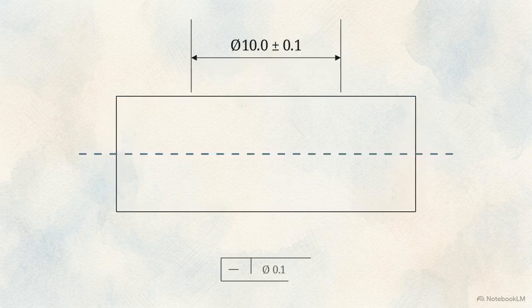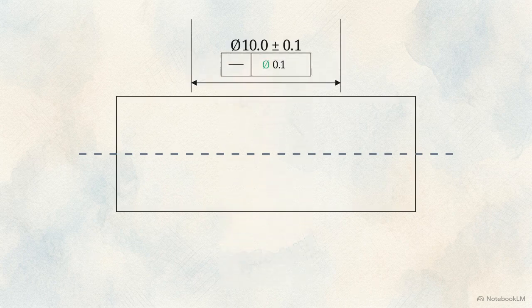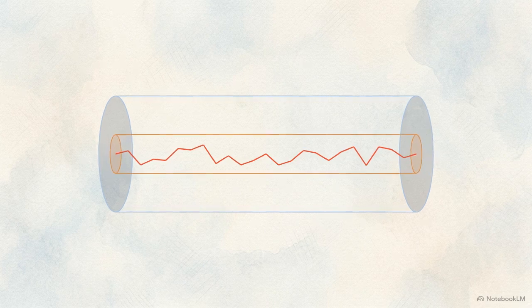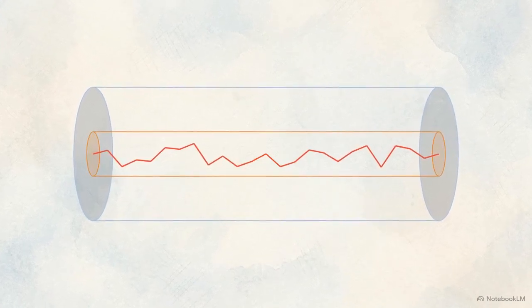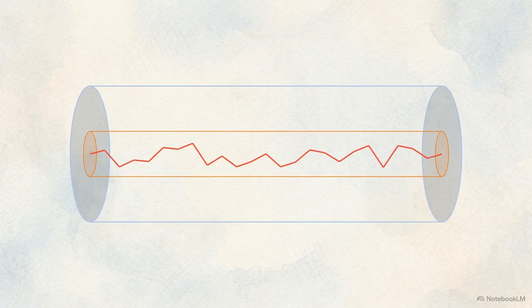Controlling the axis requires a syntax shift. The feature control frame must be attached directly to the size dimension, and a diameter symbol is placed inside the frame to define the shape of the tolerance. This illustration shows the new boundary. We are no longer looking at a 2D slice. The tolerance is a three-dimensional mathematical cylinder, and the part's jagged, derived median line must sit completely inside it.